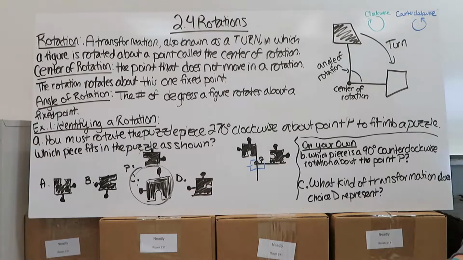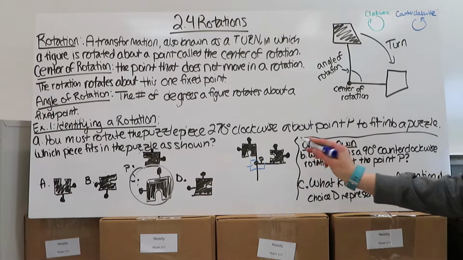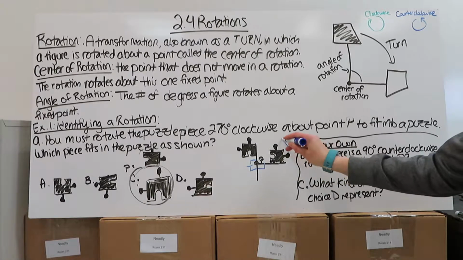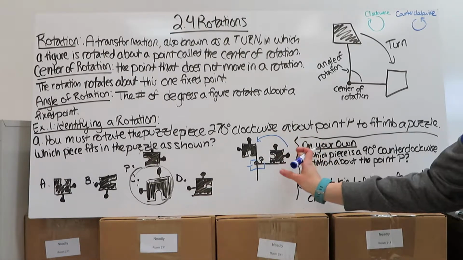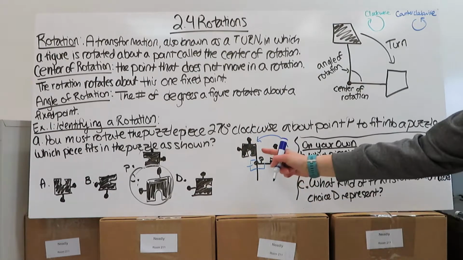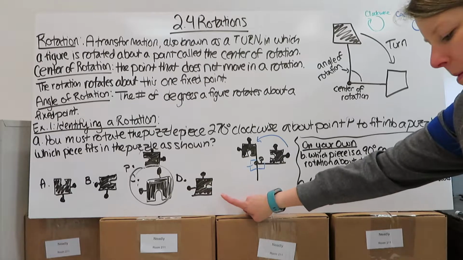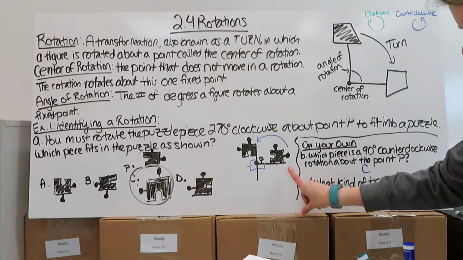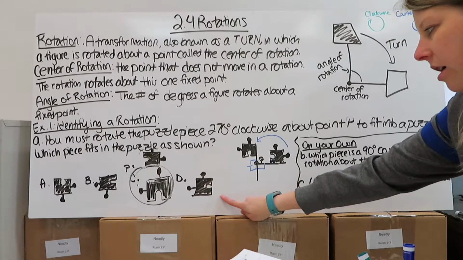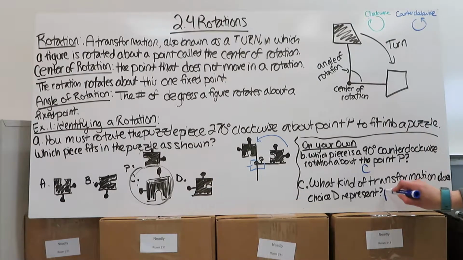I did squeeze in the next problem, letter A, on your own. Which piece is a 90-degree counterclockwise rotation about the point P? So if we start at our original shape and we go counterclockwise, that means to the left 90 degrees. That means we are turning it once. It's going to be the same letter C. Letter C, what kind of transformation does choice D represent? If we go from having this shape right here to this shape right there, that's going to be a reflection.